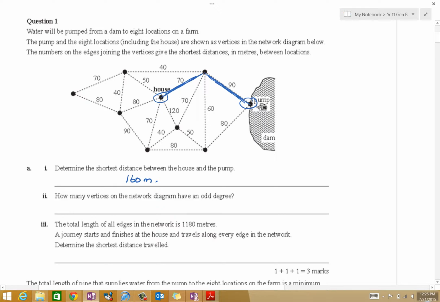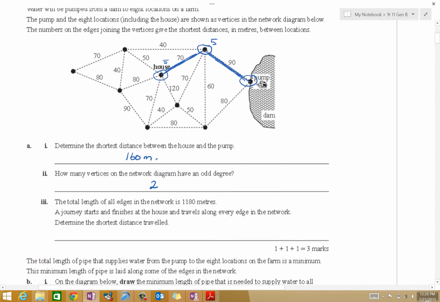How many vertices on the network have an odd degree? Well, there's 2, because this one has a degree of 5, and this one has a degree of 5. Of course, you would have labelled the other ones as well. So, how many vertices? 2. A lot of your further maths marks are 1 markers. They're either right or they're wrong. That's why it's really important when it comes to the explanation ones that you know exactly how to answer them.